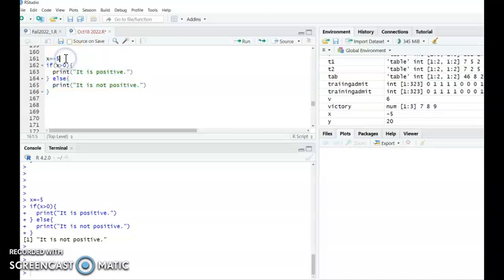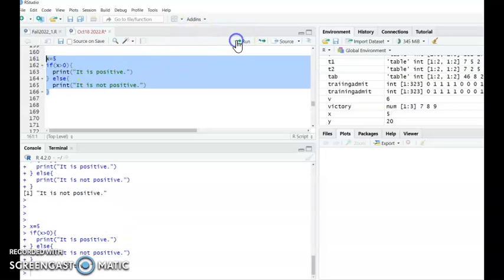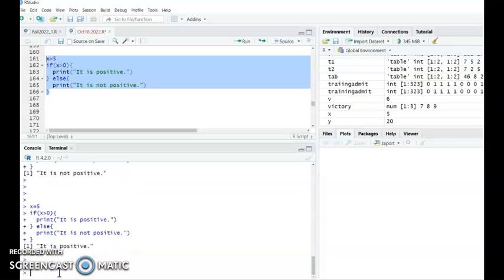If I change it to 5 and run it another time, it would say it is positive. And that's it. If-else structure.